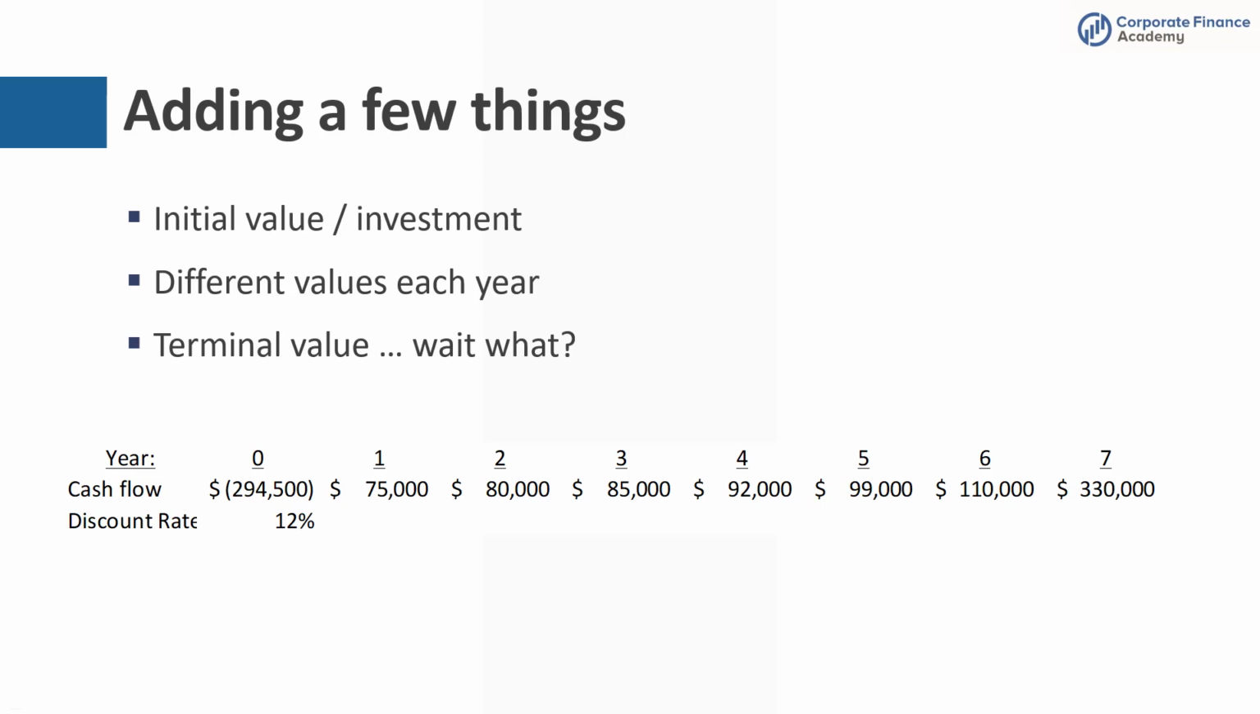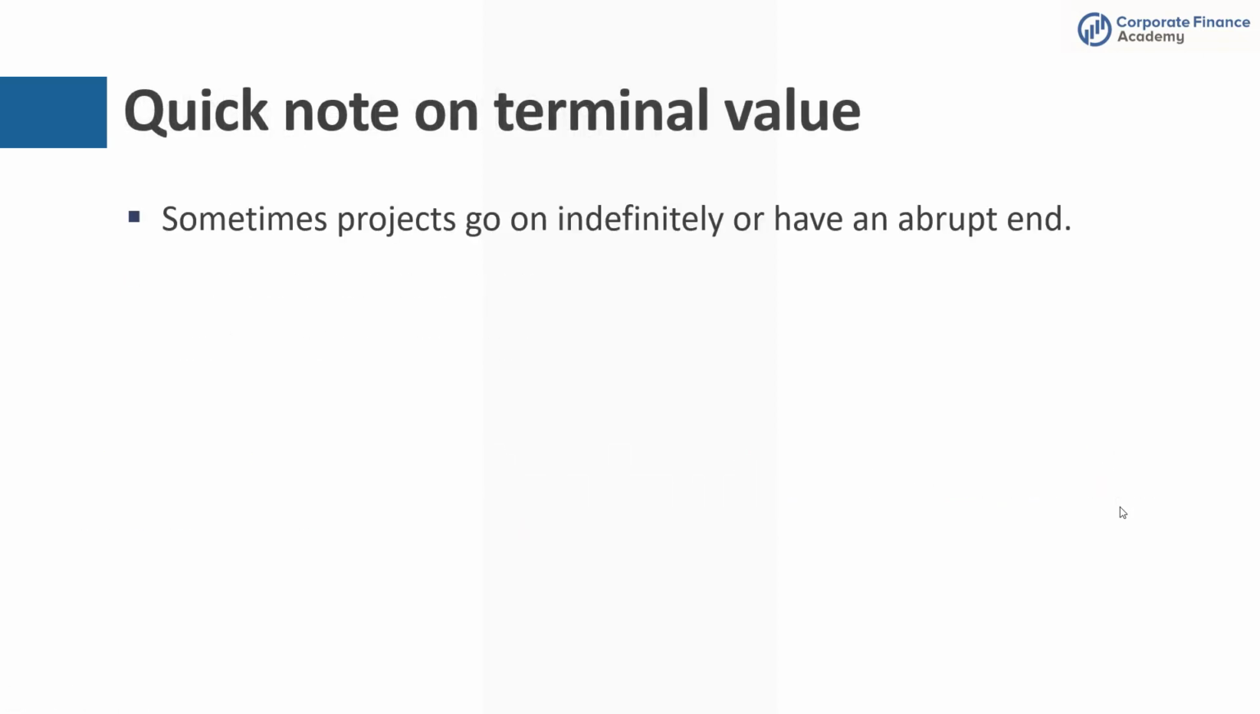And then we've got a list of the cash flows we anticipate over time and a discount rate of 12%. You'll also note this big value in year 7 of $330,000. That's our terminal value. So let's talk about that.